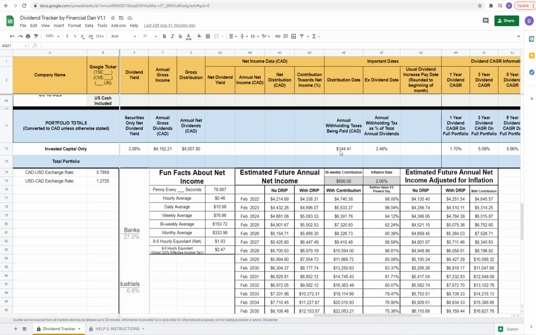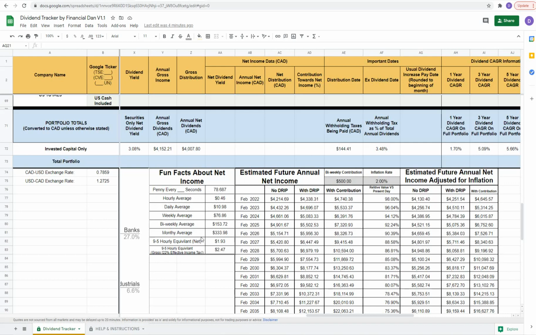Also, if we move a little farther to the right, you'll see there's a couple of fields up here that'll indicate your total annual withholding taxes being paid, as well as the percentage of your gross income that's being paid in withholding taxes and deductions. Below the annual dividend fields, you'll find a chart indicating a number of different ways of averaging out your annual net dividends, such as how many seconds it takes on average to make 1 cent, as well as your average hourly, daily, weekly, bi-weekly, and monthly income.